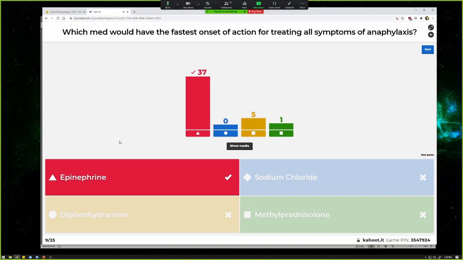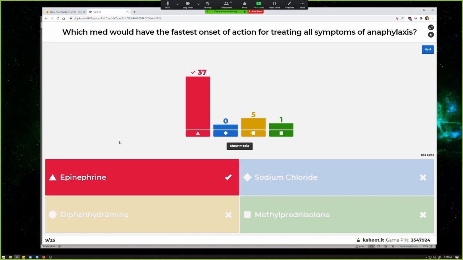Epinephrine, very good, right? Because epi is going to be the thing that treats all those symptoms. It's going to hit those alpha receptors, beta receptors. It's going to allow the smooth muscle in the lungs to open up. It's going to clamp down on the blood vessels. It does everything, right? Very good, very important. That's why if someone has a history of anaphylaxis, what do they carry with them? An EpiPen, right? Because it works so effectively and very quickly.